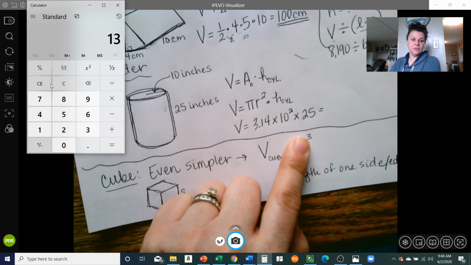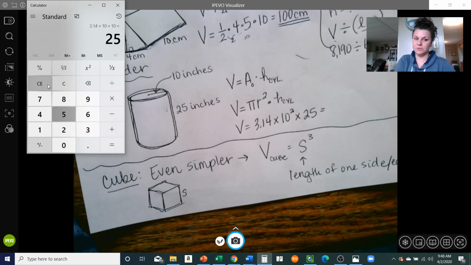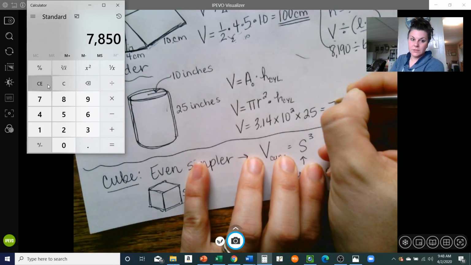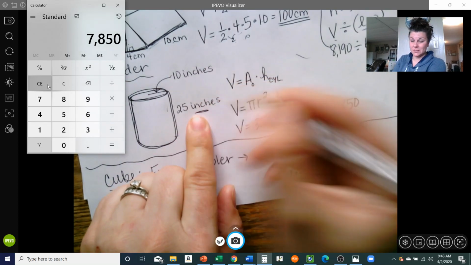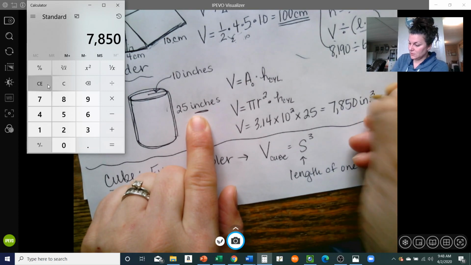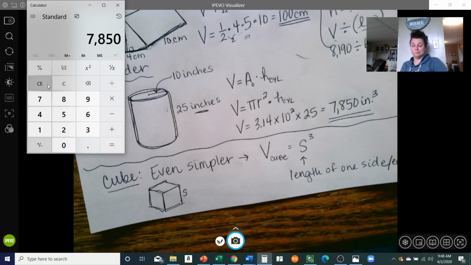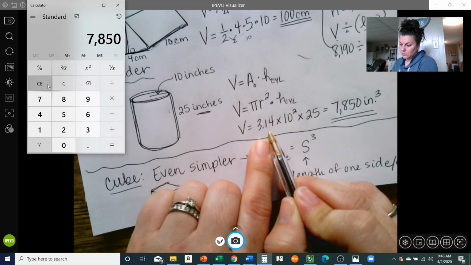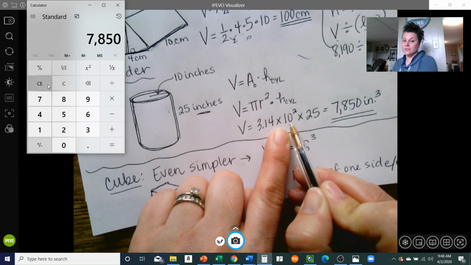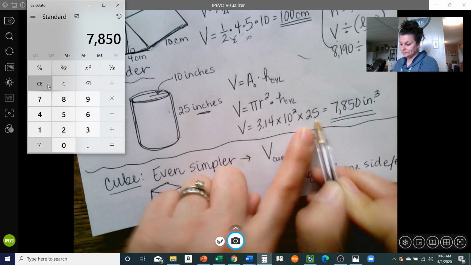Okay, so I will do this on the calculator here. 3.14 times 10 times 10 times 25 is 7,850. This is inches, so it's inches cubed, cubic inches. So that's the volume of my cylinder. Okay, so you do those all the same. 3.14 times the radius, because that's what squared means, times the height.